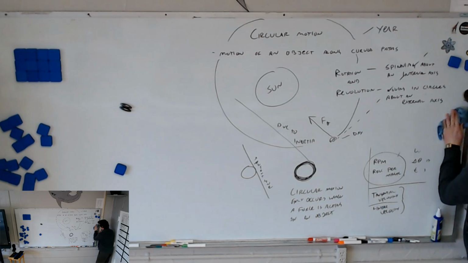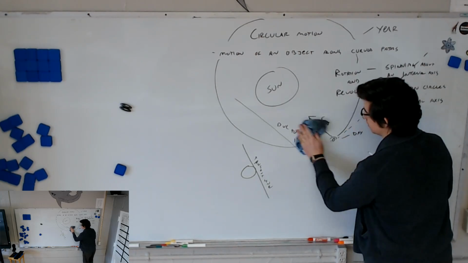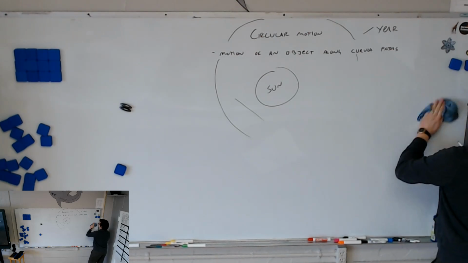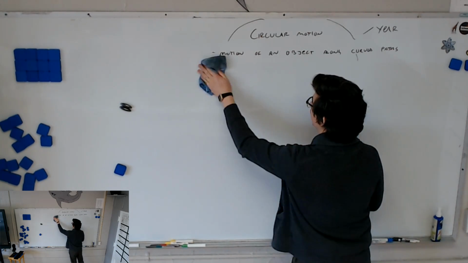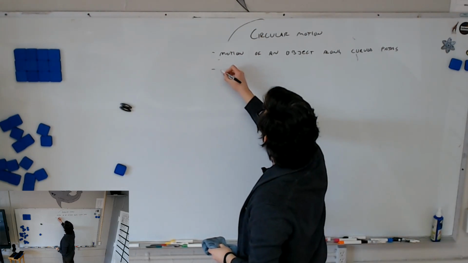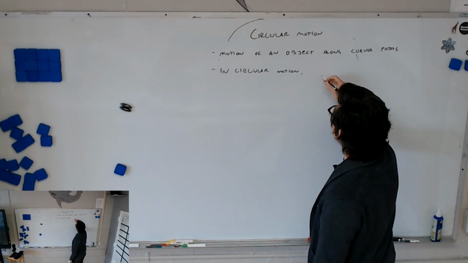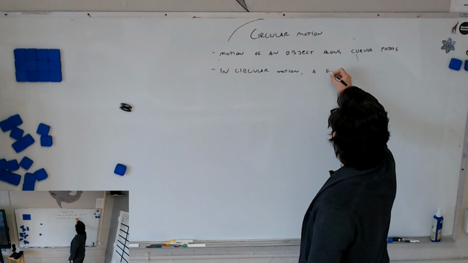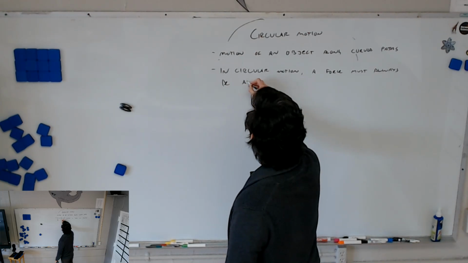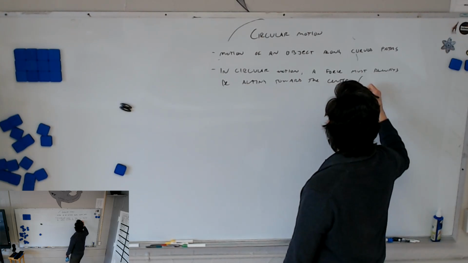So let's write that down. In circular motion, a force must always be acting towards the center. What provides the force can change, right? Or it varies from thing to thing. In circular motion, a force must always be acting toward the center. And we call this, do you have a vocab word for this?